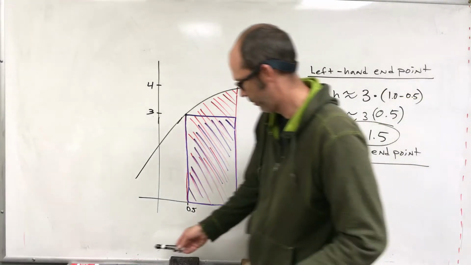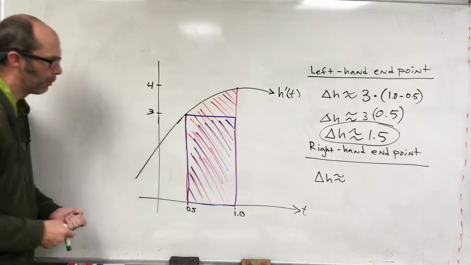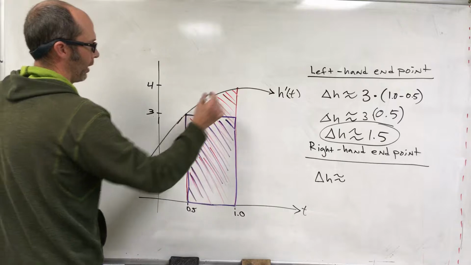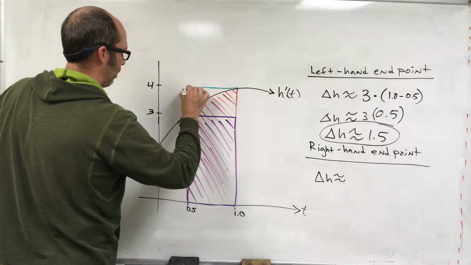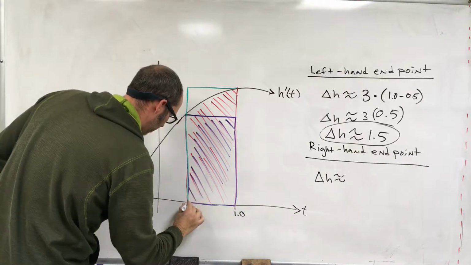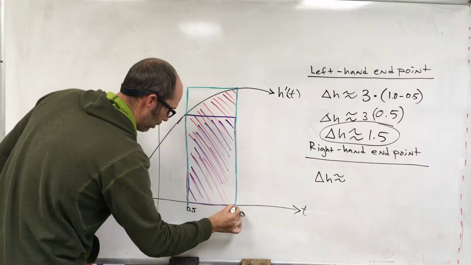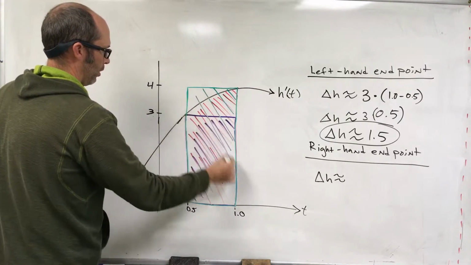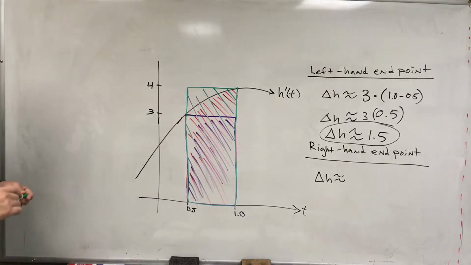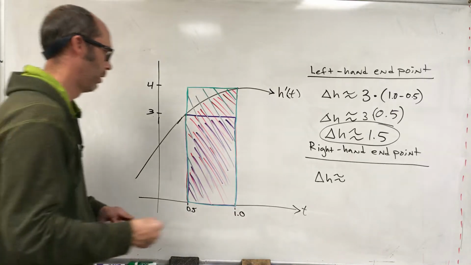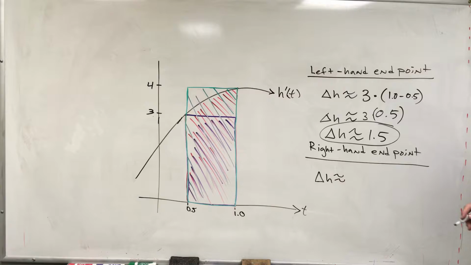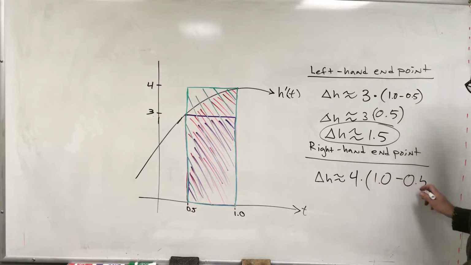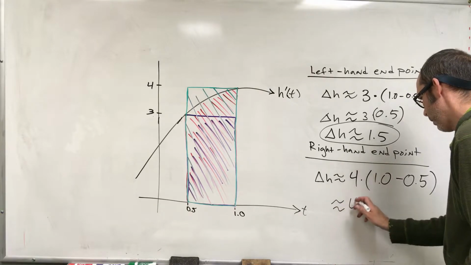Okay, now let's do the right-hand endpoint. The right-hand endpoint of 0.5, 1.0 is 1.0. So we take the height to be h prime of 1.0, which is this height. So the area of the green rectangle there is, the height is 4 times the width, 1.0 minus 0.5. 4 times 0.5.